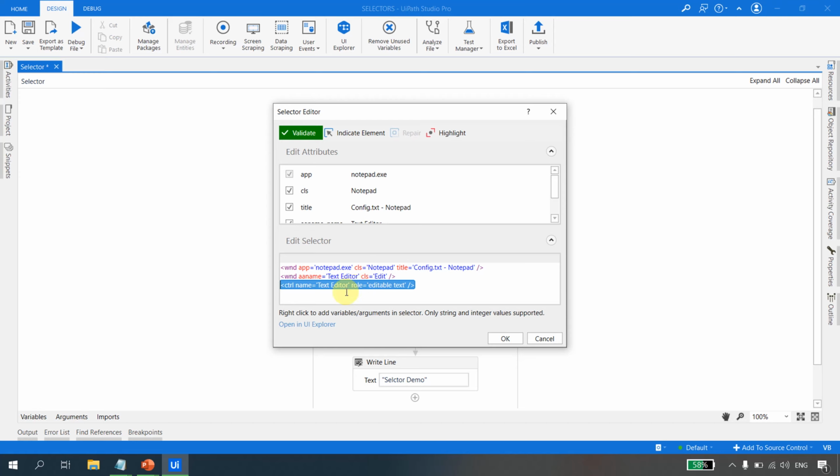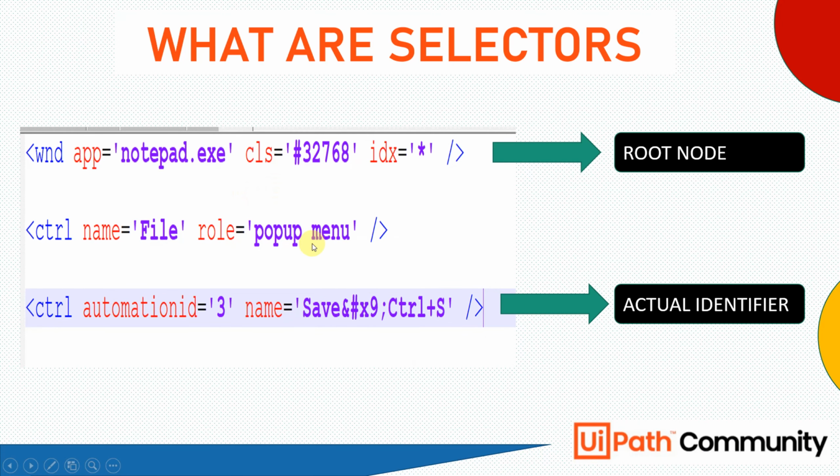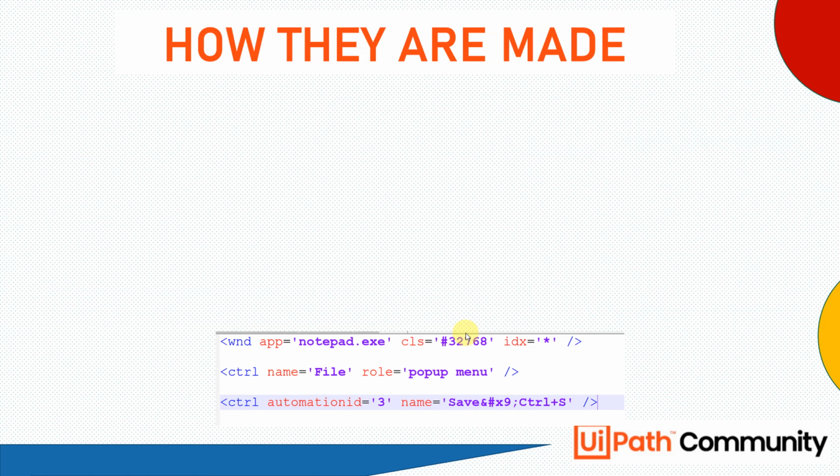But to reach this actual identifier, we should have the parent classes, or the root node as we call it, and then the other containers as well. So that is why in a selector the first line is called the root node and the last line is called the actual identifier. Let's proceed. Now let us drill down into the selector more.